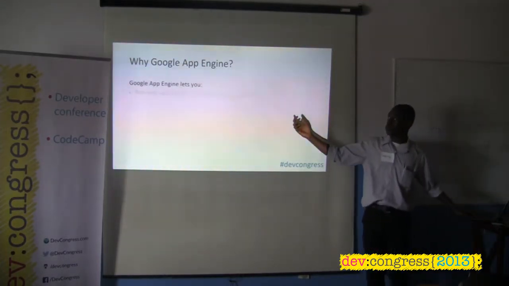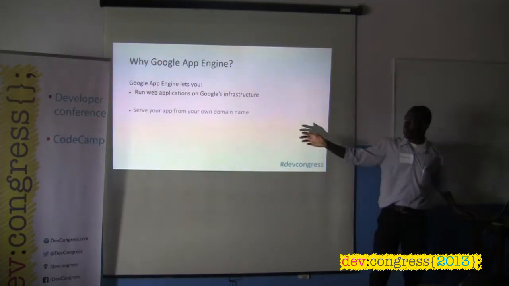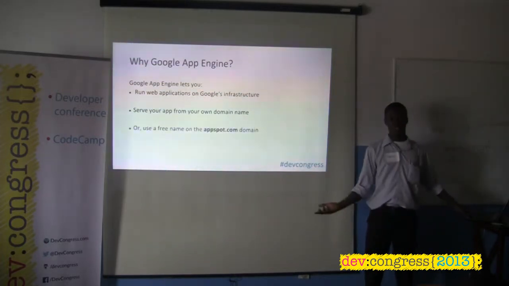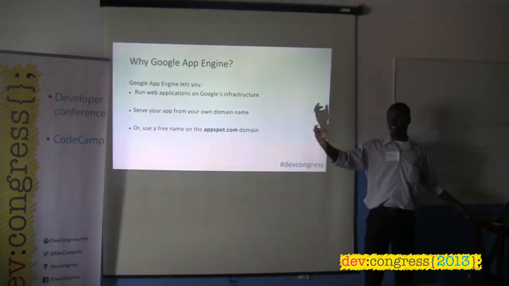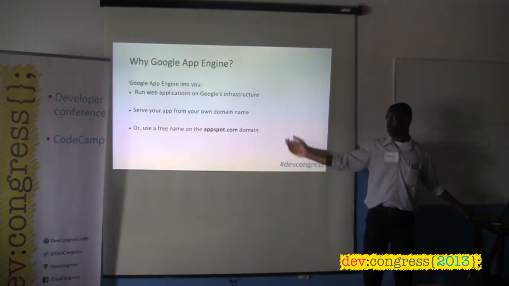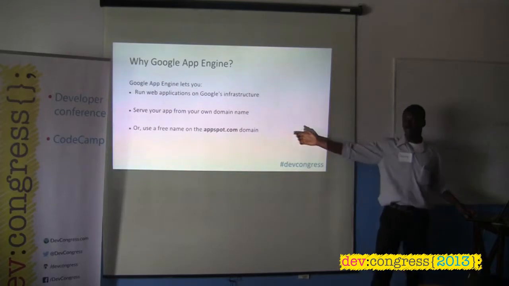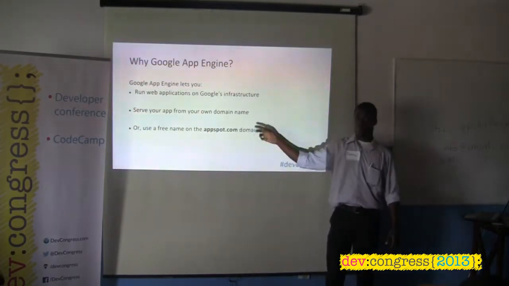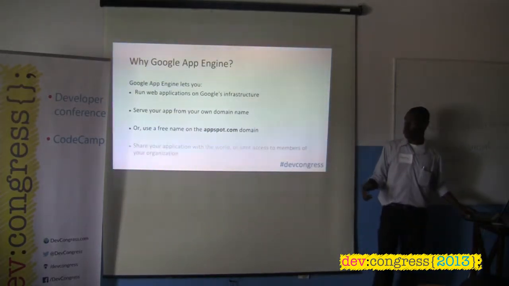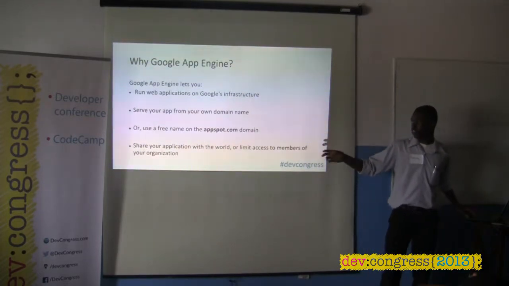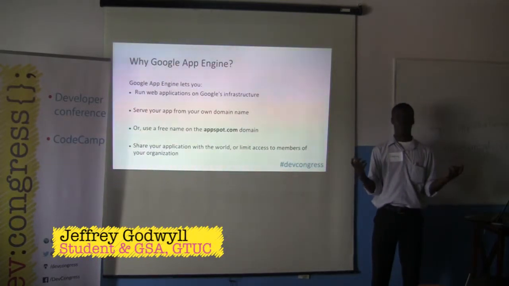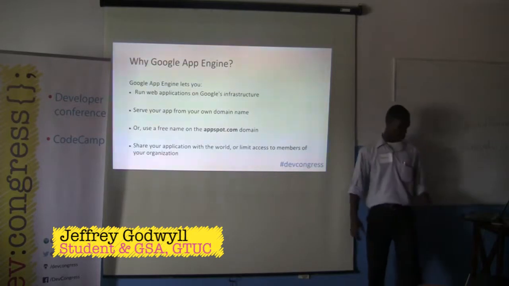Google AppEngine lets you run your web applications on Google's infrastructure. It also allows you to serve the app from your own domain name, or for some of us that might not have the money to purchase one, and if you know that the app is not big enough right now to earn something, you can start with the free option by using the appspot domain. Put in your app ID, appid.appspot.com, and you are good to go. It also allows you to share your application with the world or limit access to just your organization, especially those who are on Google Apps for Business. It allows for that.